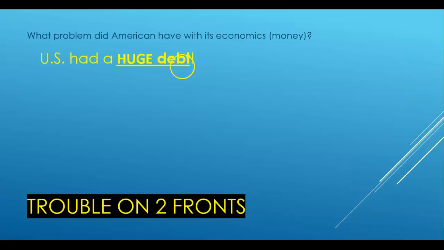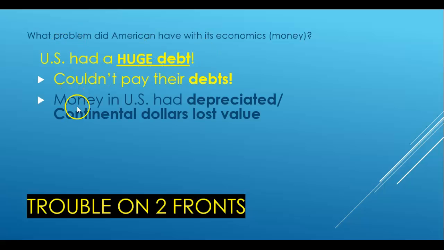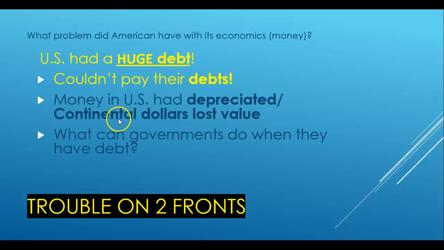So what they wanted to do is figure out how they could pay those debts. But the problem was they couldn't really pay those debts because they had some initial problems in the setup of their government and how they would go about a process of doing that. Added to it, as we talked about, the money in the United States was all messed up. The continental dollars that were actually put out by the national government depreciated in value. What that means is it loses value. And then there was other money floating around. So it was all kinds of confusion going on.